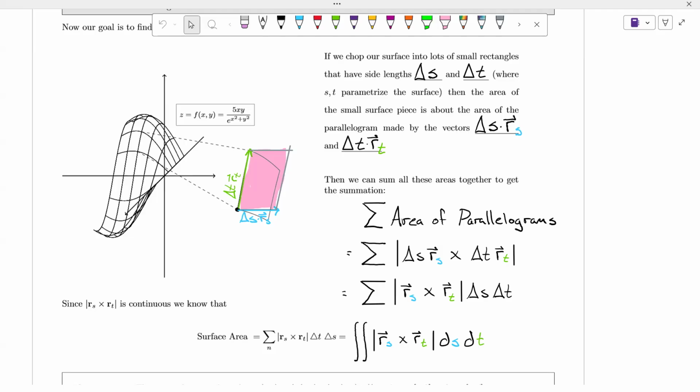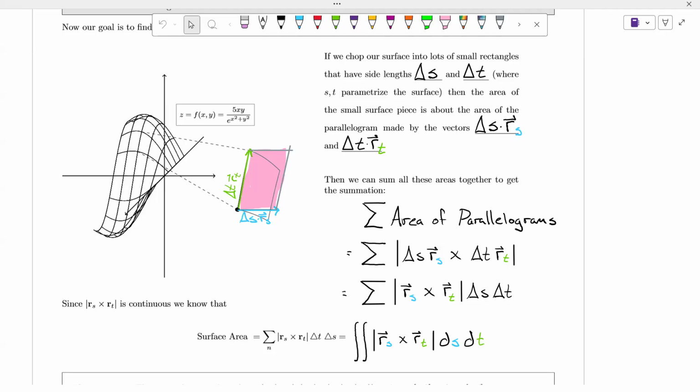Then the handy trick that I jumped ahead on a little bit is noticing that delta s and delta t are just constants, meaning I can pull them out of that magnitude. Because they are going to be just constant values, just the total length of the thing divided by the number of rectangles I want to use, or the number of parallelograms I want to use. So you can pull this out of the cross product and then do the usual Riemann sum type stuff, where we turn that sum into an integral. Delta s and delta t become ds and dt. So ultimately, we're looking at integrating the magnitude of a cross product.